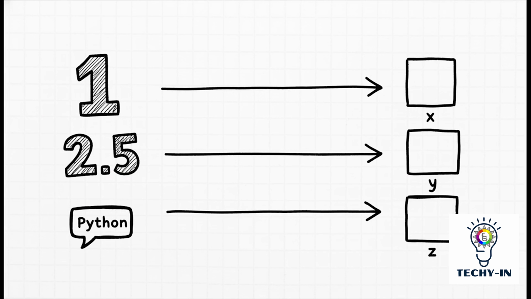And it gets even cooler. This also works for assigning different values to different variables all at once. Python is smart enough to just match them up in order. We call this technique unpacking, and it's fantastic for keeping your code super compact and easy to read.